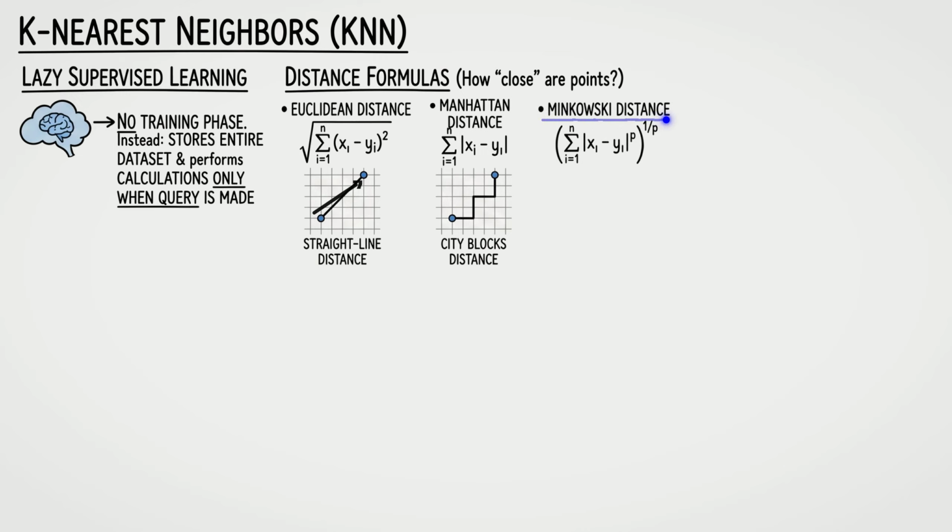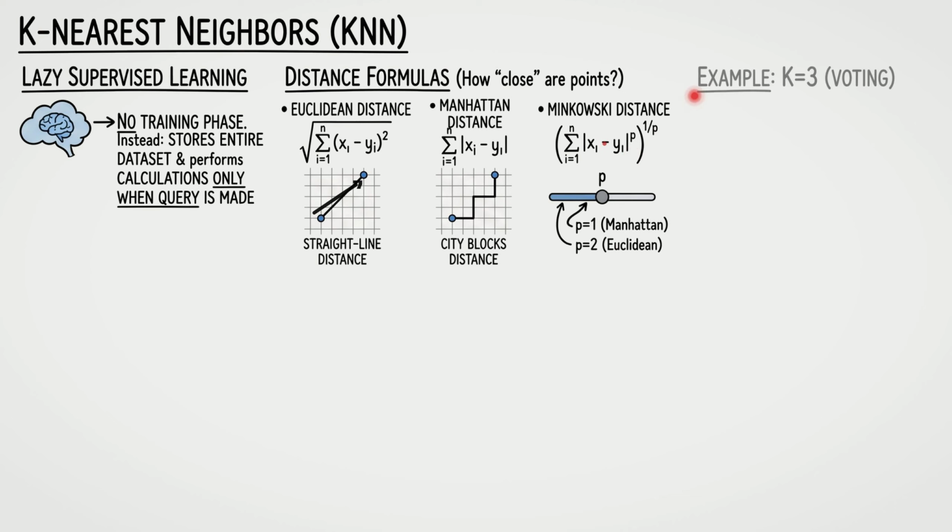Finally, there is the Minkowski distance, which is basically a master formula. See this p exponent. It lets you toggle between the other two. If we slide this p value to 1, the math turns into the Manhattan distance. If we slide it to 2, it becomes Euclidean.